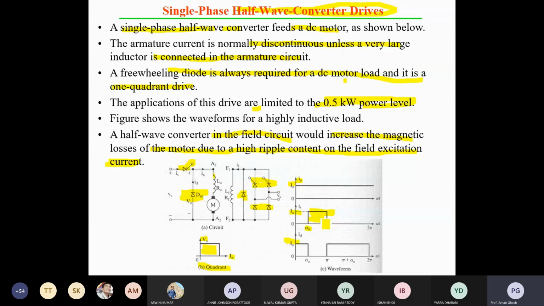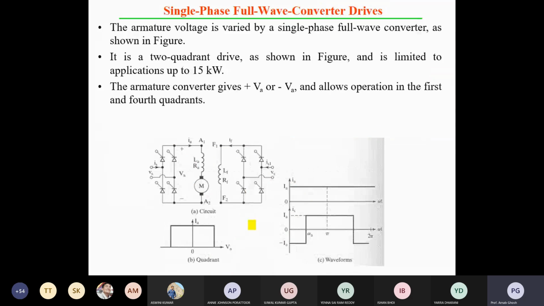So you can see the first quadrant operation. Then full wave converter drives. In case of a full wave converter, the bridge operates in both cycles, so braking as well as motoring, both options may be observed. But in this case one diode is required. That diode is not mentioned here, but it is important.